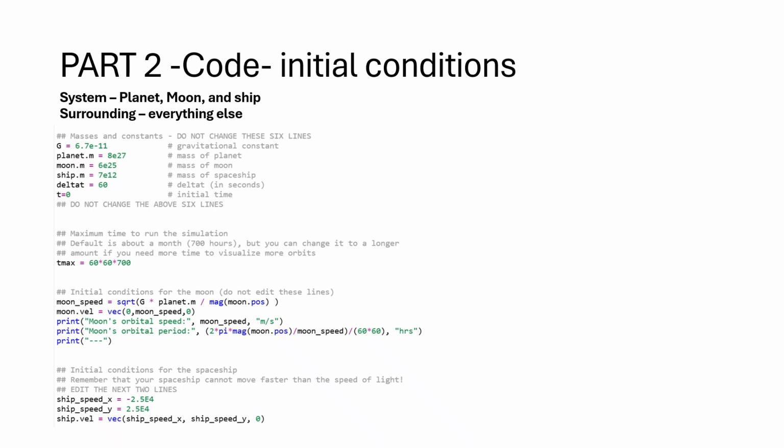First of all, the system for part 2 are the planet, a moon, and a ship. And the surrounding is everything else. In the code, the initial conditions are the mass of the planet, the moon, and the ship, as well as the total time that the simulation will be run for, which is 700 hours. And the initial speed in the x and y direction that I found that would cause no collision between the ship and the moon and the planet are negative 2.5 times 10 to the 4 in the x direction and 2.5 times 10 to the 4 in the y direction.